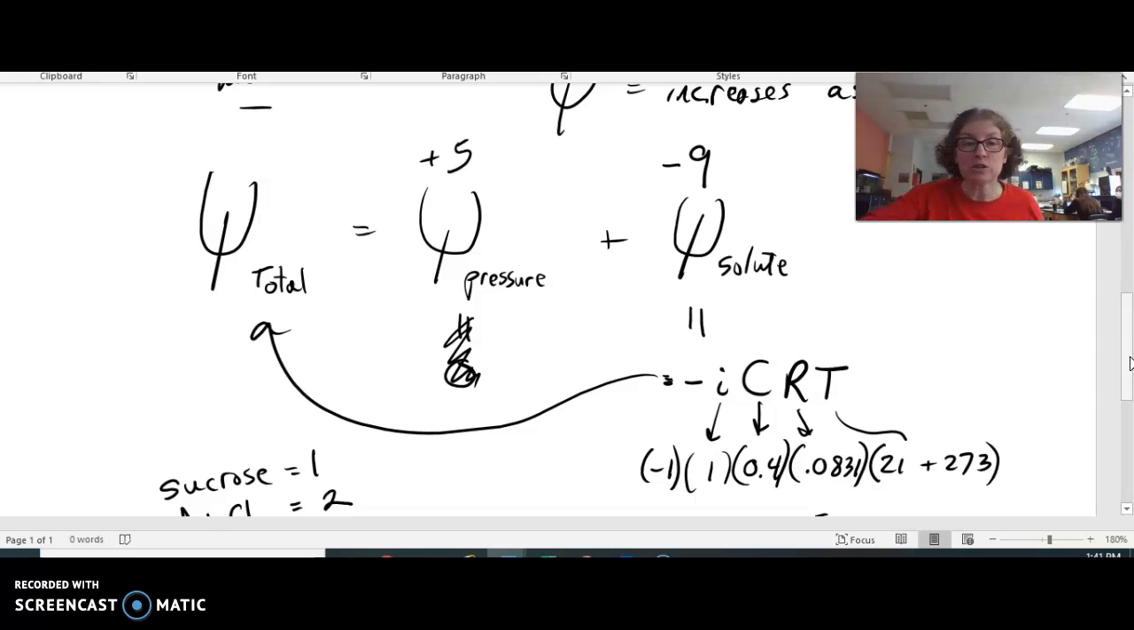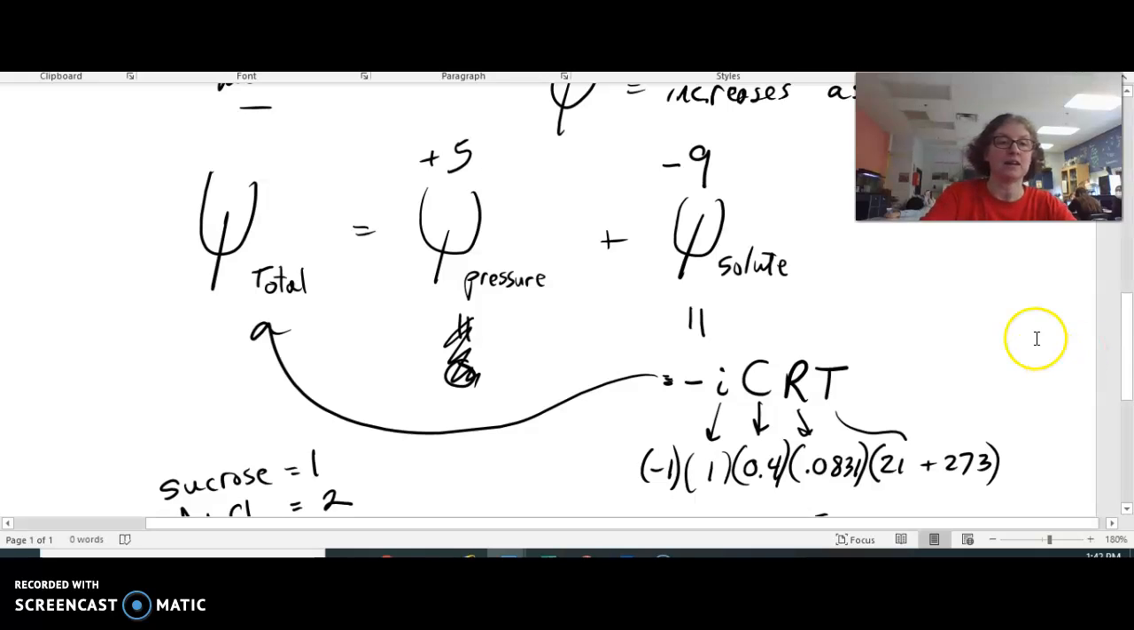Okay, so that's a little review of water potential and a fast review of the actual lab that we used to calculate the water potential of potatoes. And I hope that's helpful.